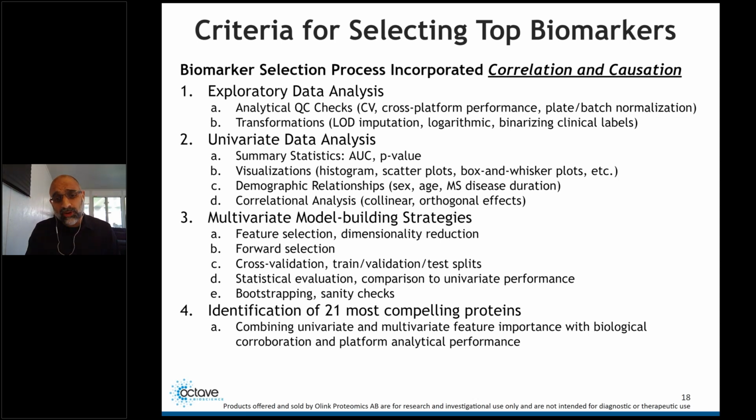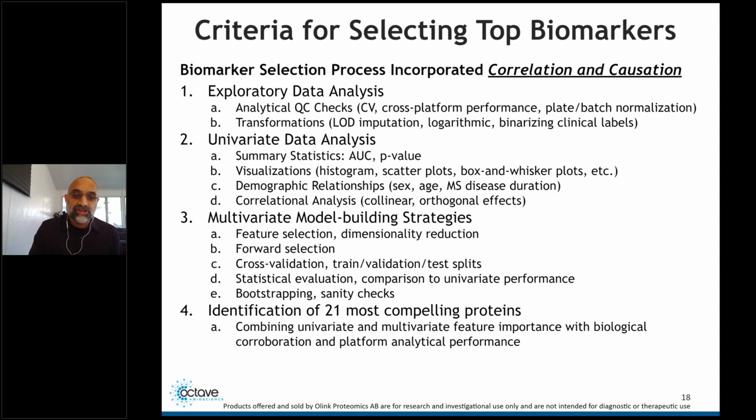And then we also perform correlational analysis, so we can look for collinearity amongst the features at a univariate level, leading into our multivariate model building strategies, in which we want to leverage the power of orthogonal effects. So investigating collinearity is important to do at the univariate level. For our multivariate model building strategies, we perform feature selection, dimensionality reduction, and forward selection.